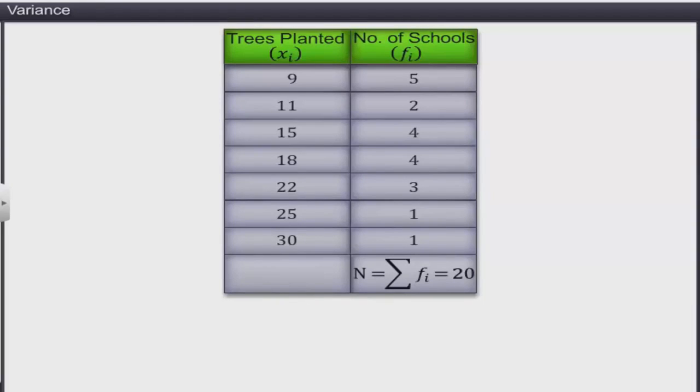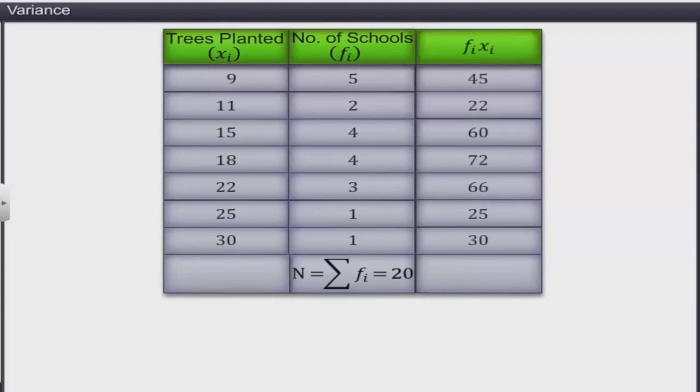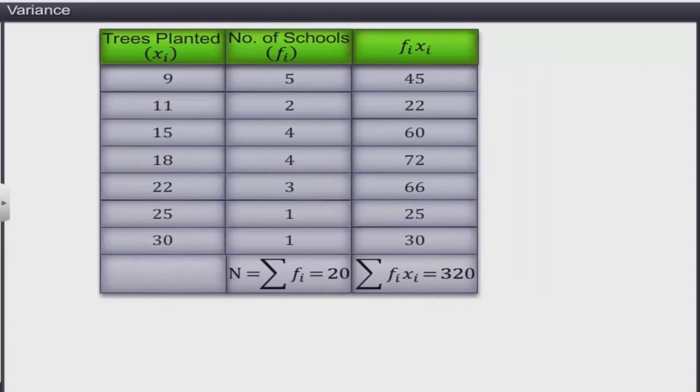Now, we'll find the product of the trees planted and the number of schools that planted them. The sum of the products of the numbers of trees and the schools is 320. Therefore, the mean of the frequency distribution is 320 divided by 20, which is equal to 16.